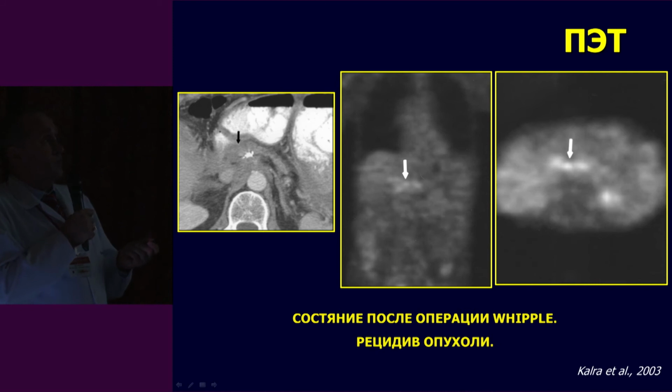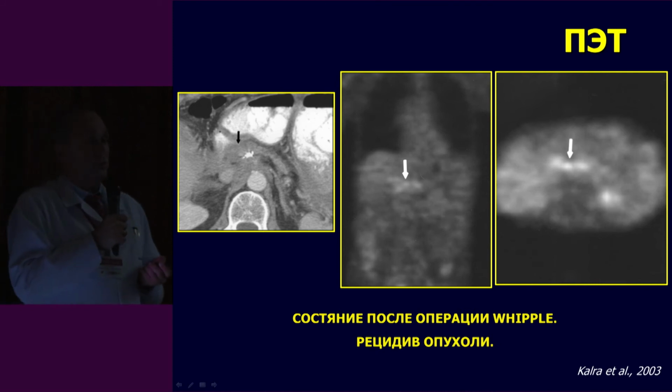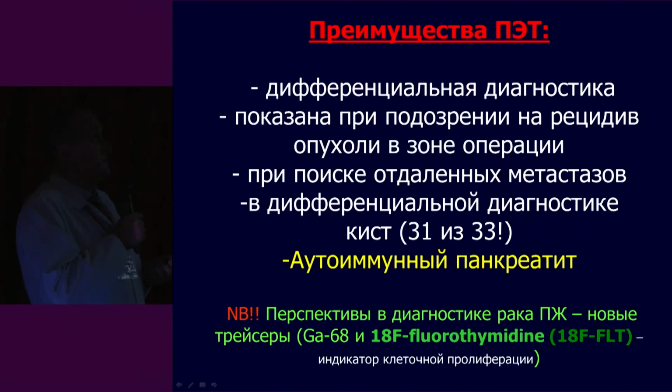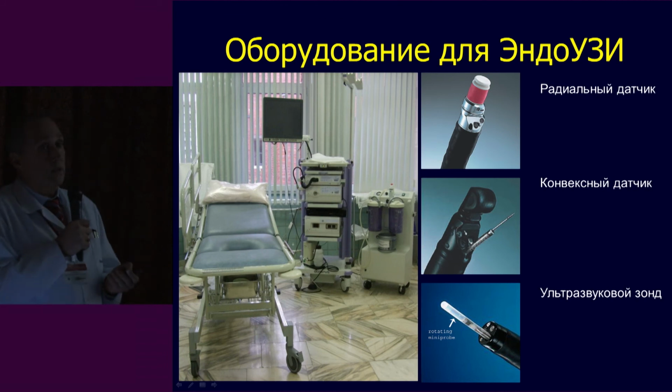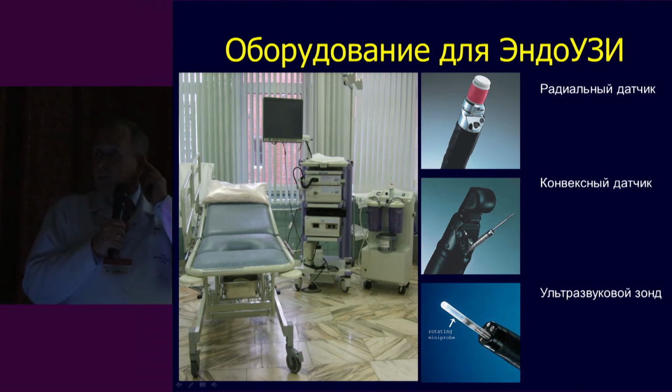You can see a very small resolution in the matrix, but nonetheless it gives us a chance to see that the fluorodeoxyglucose is captured. PET is for differential diagnostics, and also AIP diagnostics, and cyst malformations, of course. Then EUS. EUS is something that we can speak for hours about.